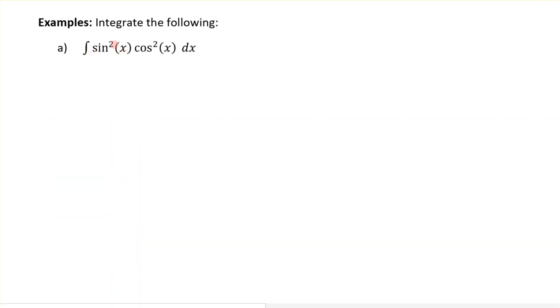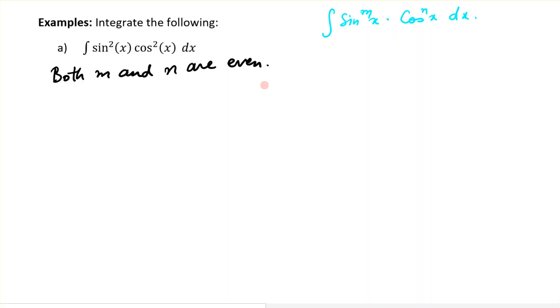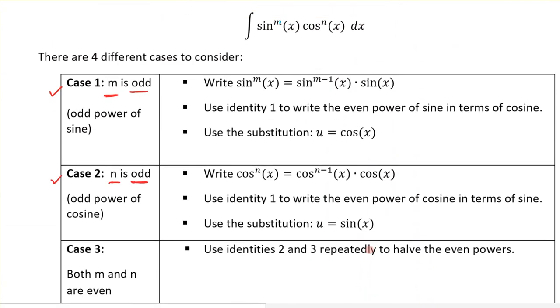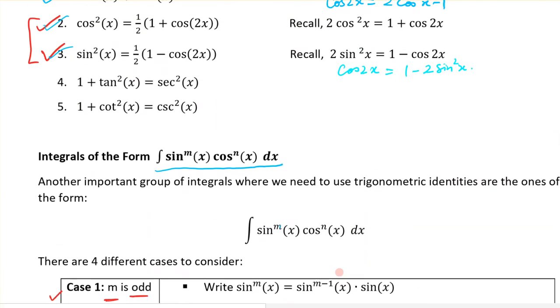In the first example, we notice that we have the form integral of sine raised to power m x, cosine raised to power n x dx. And we notice that both m and n are even powers. So this is our case number 3, when both m and n are even powers. So we use identities 2 and 3 to get the even powers. Identities 2 and 3 are our double angle identities. So we're going to use this relationship.